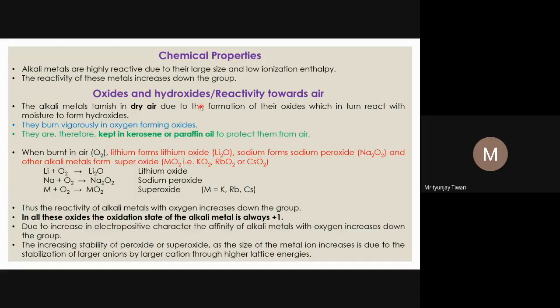So even dry air reacts with the metals. Dry air means there is no water vapor, no water molecules in the air, and the alkali metal gets tarnished due to the formation of their oxides, which in turn react with moisture to form hydroxides. So if moisture is there, the oxide of the alkali metal will react with the water molecules in the moisture and form hydroxides.